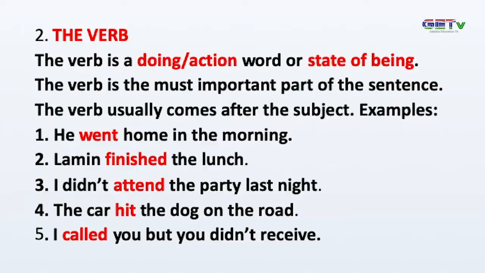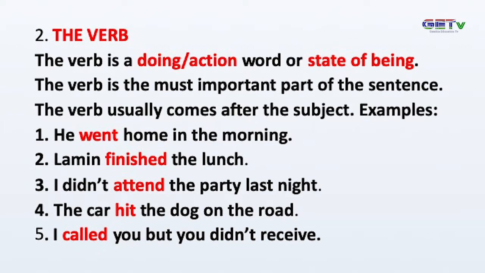We move on to look at the verb. Good. The other element is the verb, which is the most important element in the sentence. Without a verb, you cannot make a sentence. You can make a sentence without other elements, but without a verb, you cannot make a sentence. So we look at this. What is a verb? The verb is a doing or action word or state of being. The verb is the most important part of the sentence. The verb usually comes after the subject.